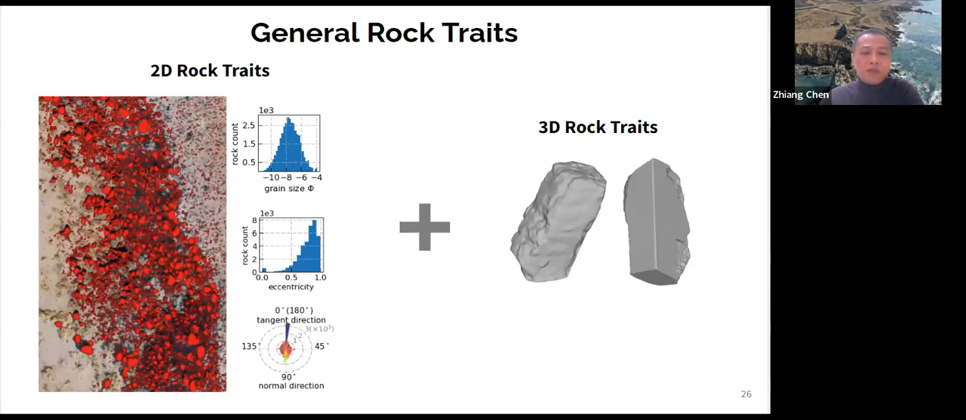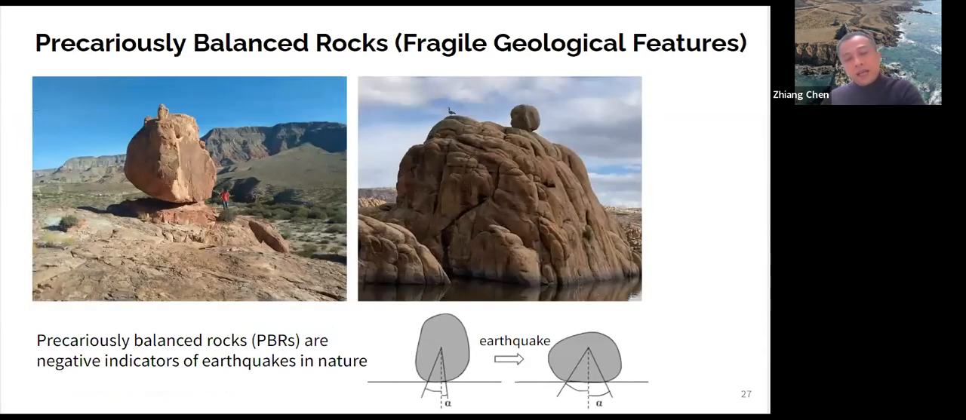And 2D rock traits are good, but information is still lost by reducing the dimensionality. Extracting 3D rock traits is the motivation of the second part of my dissertation research. Specifically, we are looking at precariously balanced rocks, which are one type of fragile geological feature. Precariously balanced rocks, or PBRs, are freestanding boulders that are attached to, but not affixed to, a pedestal. If there is a strong earthquake, PBRs might be toppled. So PBRs are negative indicators of earthquakes in nature.